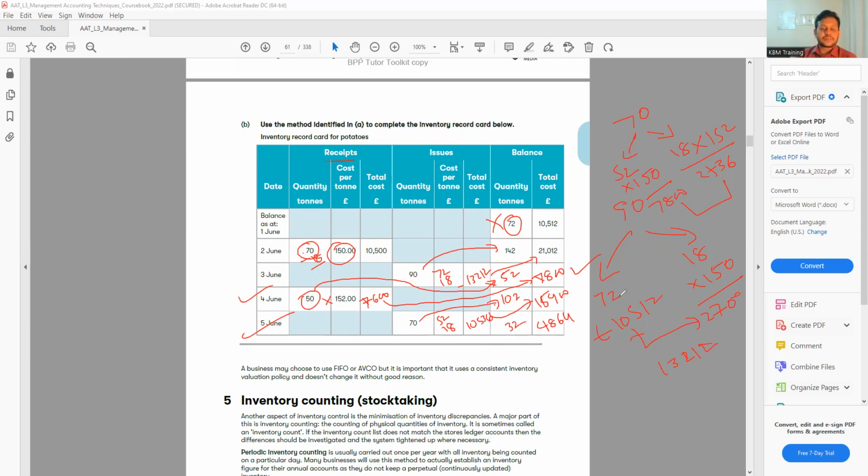Very good. So you can see the closing inventory. How much is the closing inventory we have now? So the closing inventory on 5th of June, we have 32 units, and the cost for the 32 units is 4,864. All right, so any question from this one, from anyone? Anyone have any question from the FIFO? All right, very good. Let's move to the next one then.